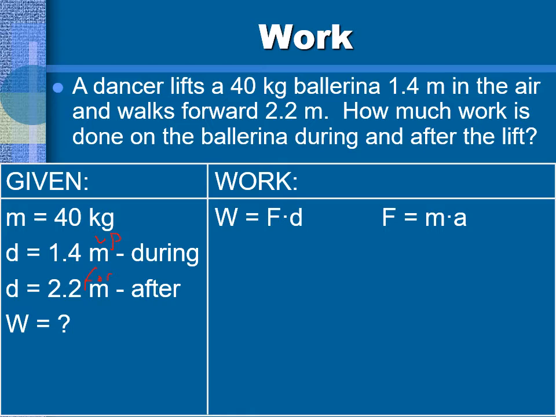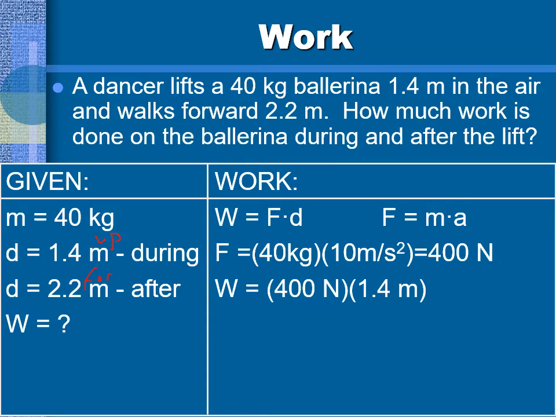And let's go ahead and figure out what is the force of lifting this ballerina. Well, isn't the weight of the ballerina the force? Isn't weight a force? So let's figure out the weight of the ballerina. Weight is mass times gravitational acceleration. So 40 times 10 gives us 400 newtons.